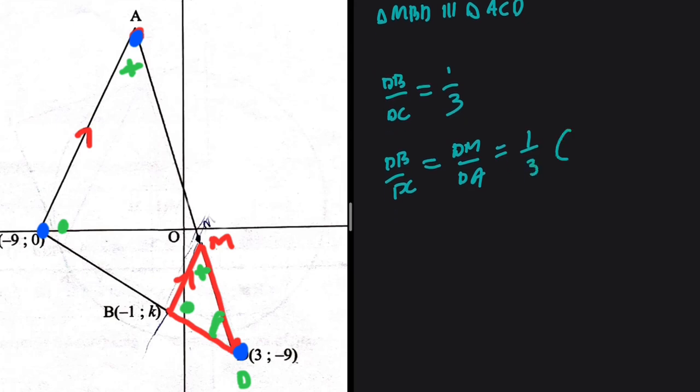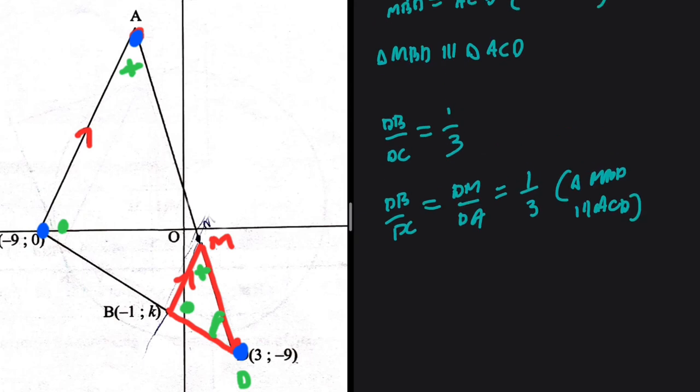And why are we saying that? Because the two triangles are similar. MBD is similar to triangle ACD. So we've proved that the two triangles are similar and that all the sides will be in proportion. But why are we doing that?